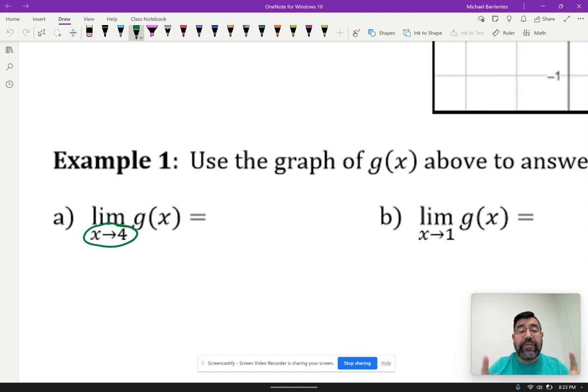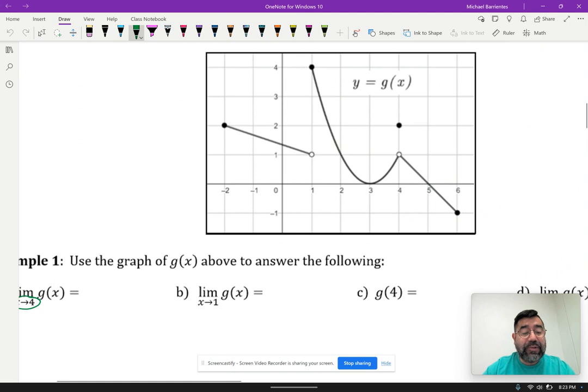And I need to do two things. I need to come from the left side and I need to come from the right side of x equals 4. So let's find x equals 4. So that's here. We're going to come from the left side and we're going to come from the right side. So we're going to squeeze into x equals 4. And our goal is, if I come from both sides, will my fingers, in effect, be pointing to the same destination, right?